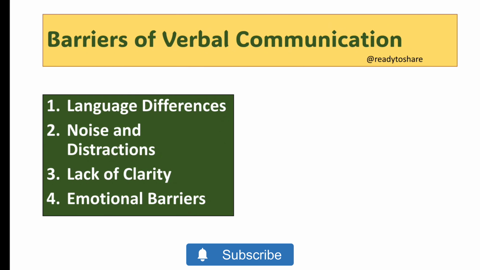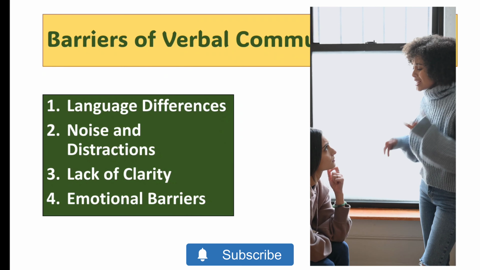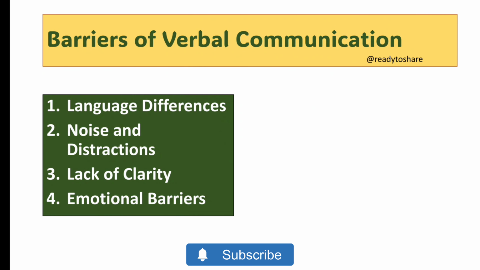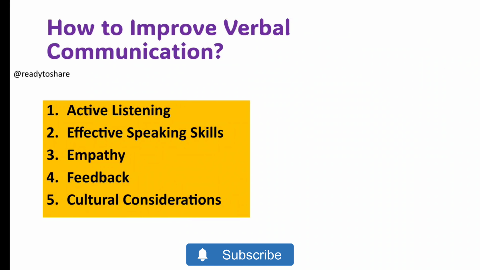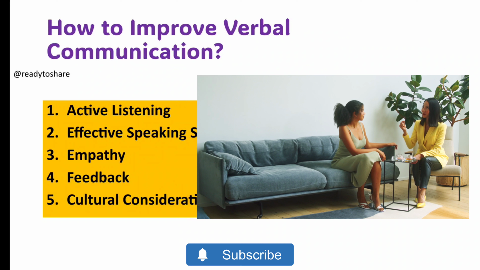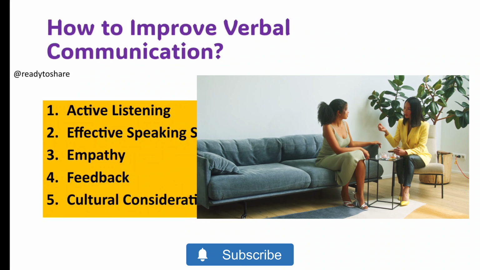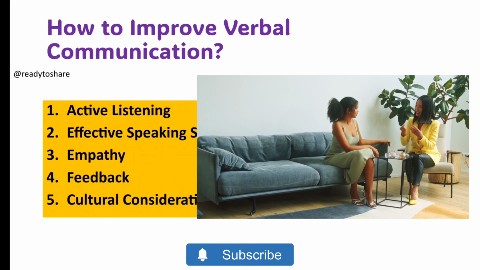Fourth, we have emotional barriers. Strong emotions can disrupt effective communication. Example: when someone is angry, it can be hard to express thoughts calmly and clearly. Now, how to improve verbal communication? First, active listening. Paying close attention to the speaker and asking clarifying questions. Example: when a friend shares their problems, actively listening and saying, "I understand," shows empathy.